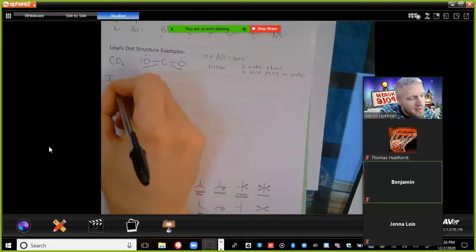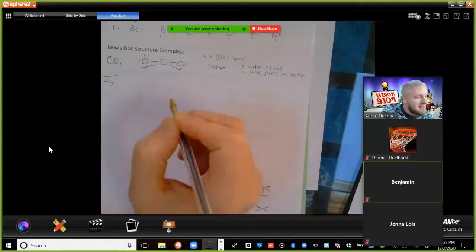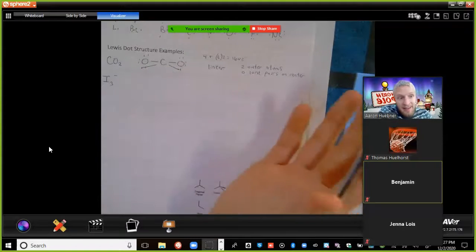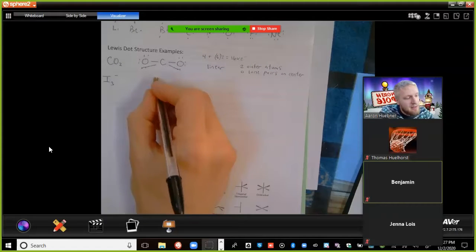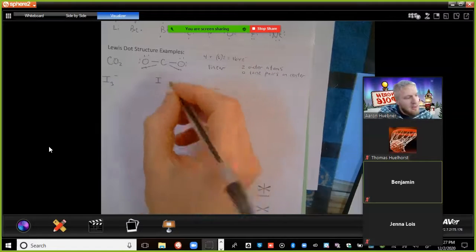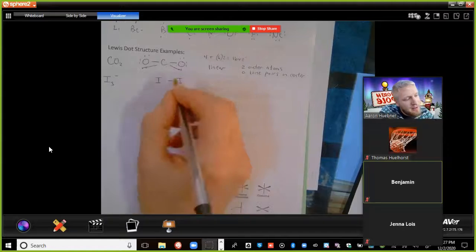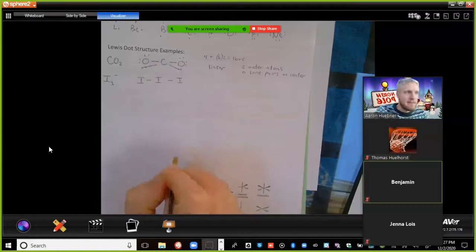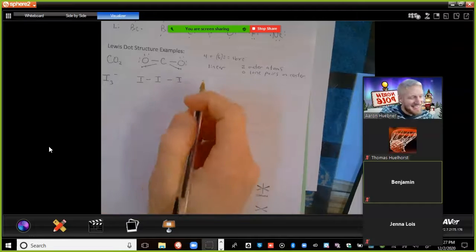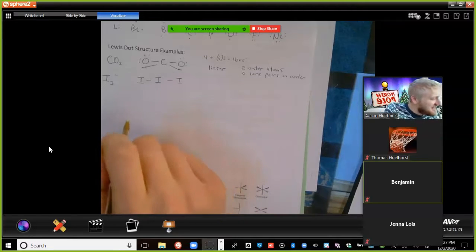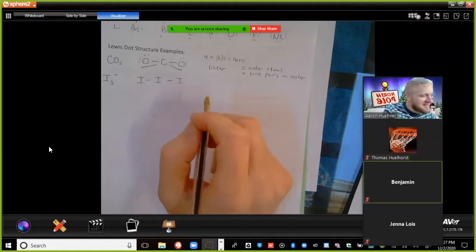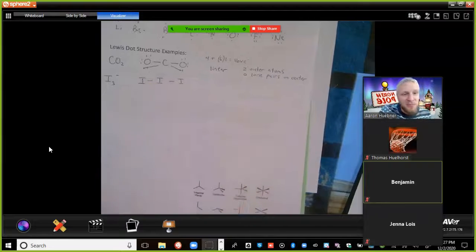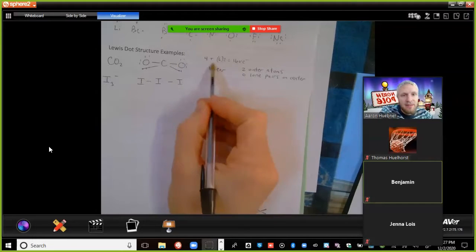Let's do I3 minus. Oh, this one's easy. I know iodine is going to be the central atom because it's my only option. So I'm going to have 1 I in the center, 1 I on the right, and 1 I on the left. And they got to have at least 1 bond connected to the center. And next we got to count the valence electrons.